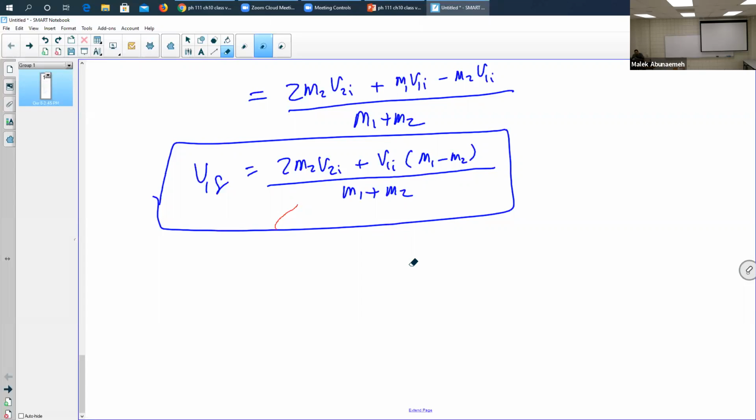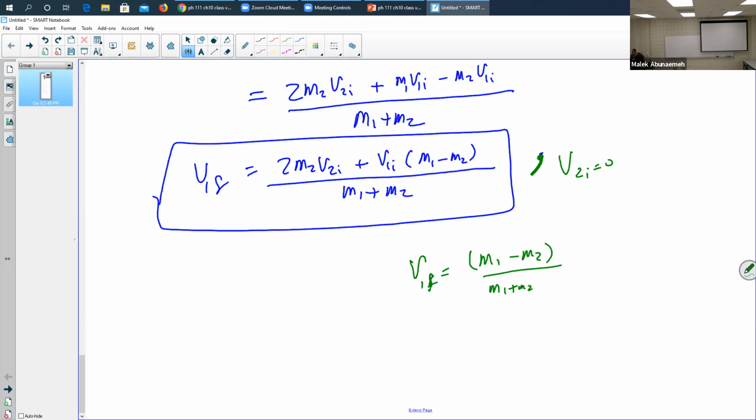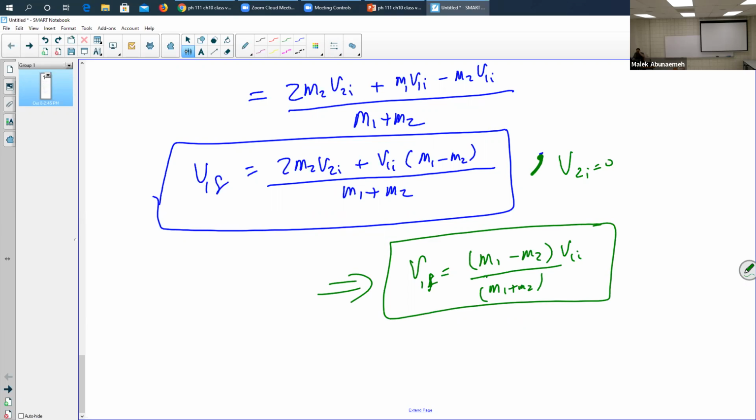But it was good to go into the detailed algebra of this. So basically, when V2I is going to equal 0, let me write this down before I forget, V1F is going to equal M1 minus M2 over M1 plus M2, multiplied by V1I. And that's your whole proof. Happy now? We good?